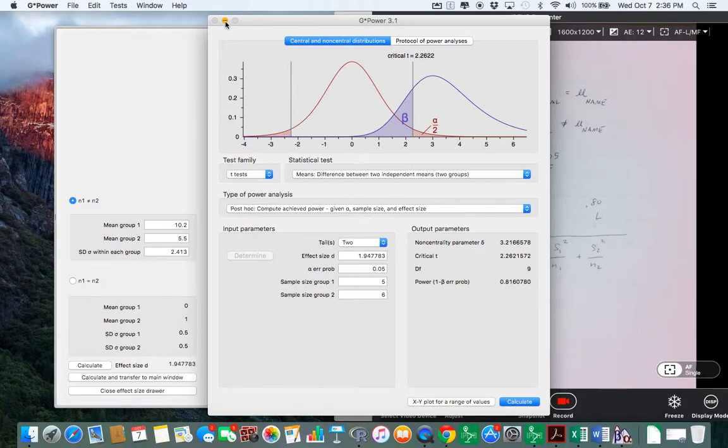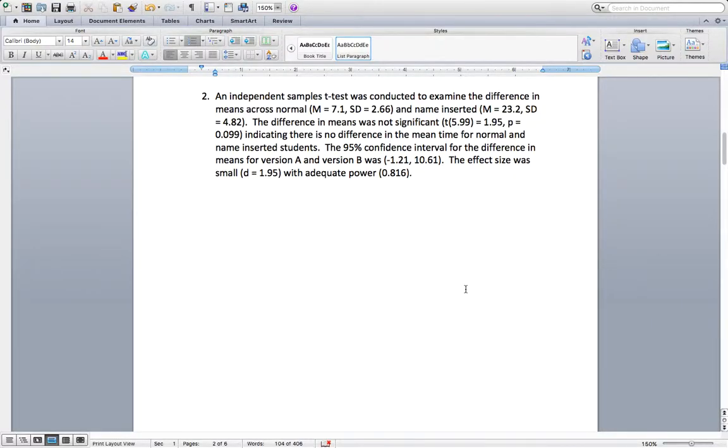All right, guys, to write up number 2, we say an independent samples t-test was conducted to examine difference in means across normal and name inserted. I really didn't know how to say that, but if I was doing this in research, I would have been more formal, maybe referring to it as an experimental control situation. Nevertheless, I put the mean, and this drives me crazy when people aren't consistent with their reporting to 2 places. So we say the difference in means was not significant.